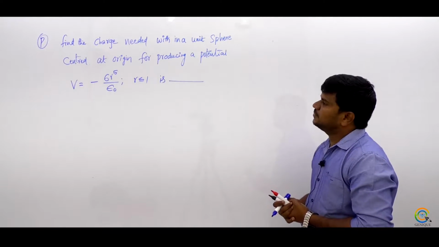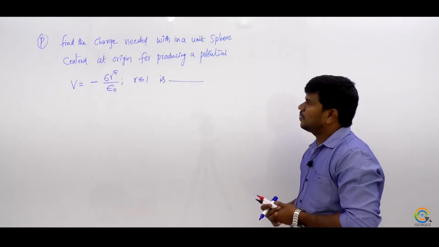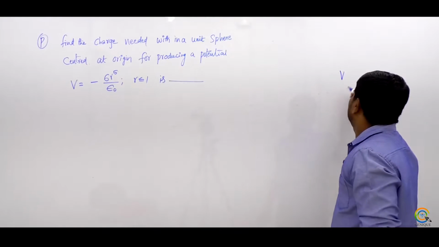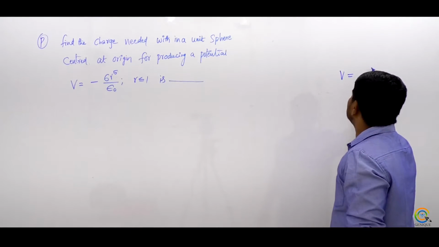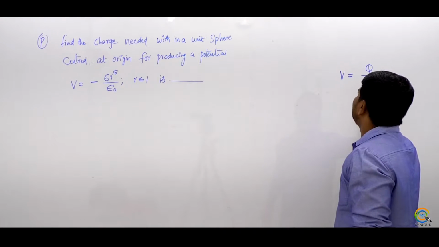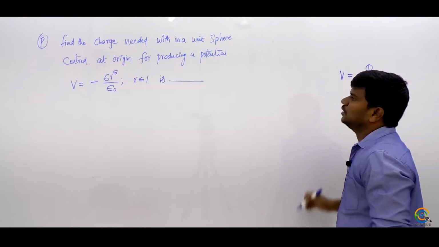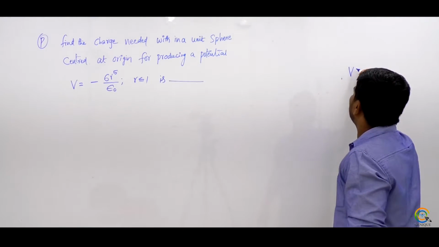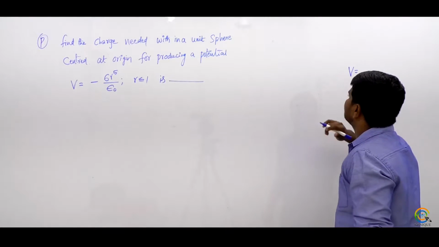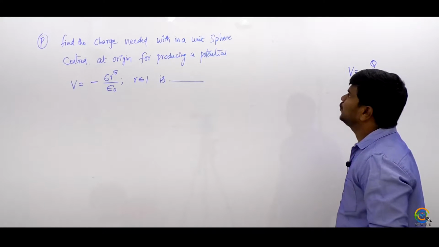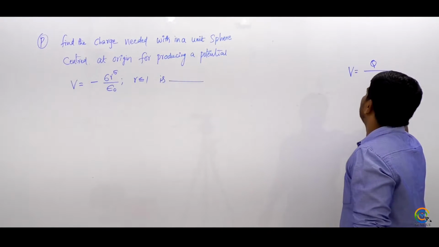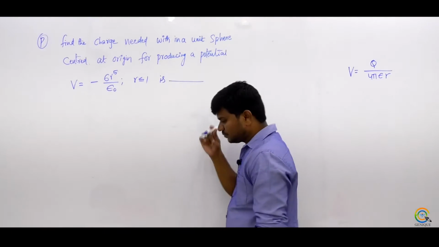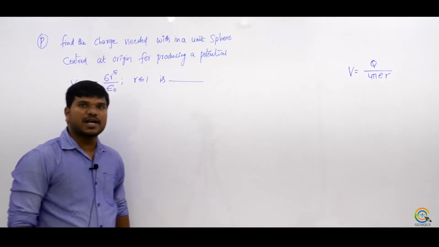If you observe this, one relation is given. Due to a point charge, the voltage is equal to q divided by 4 pi epsilon r. So this is the voltage due to the point charge.